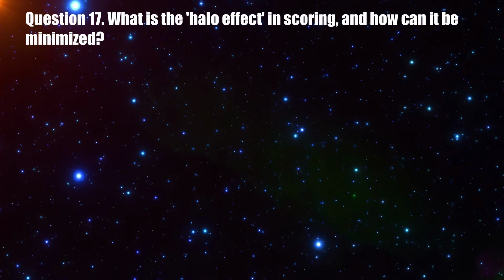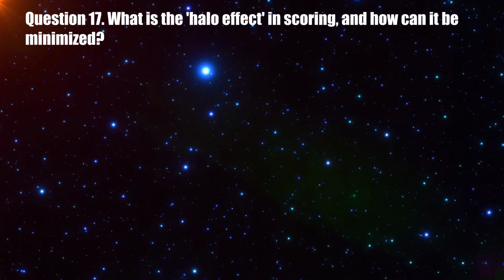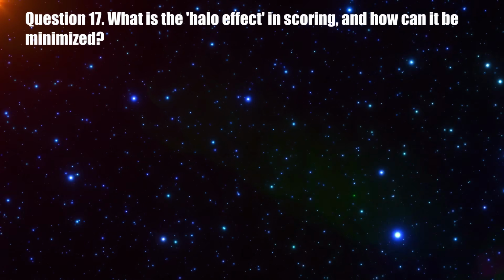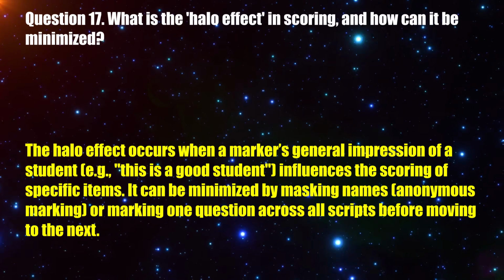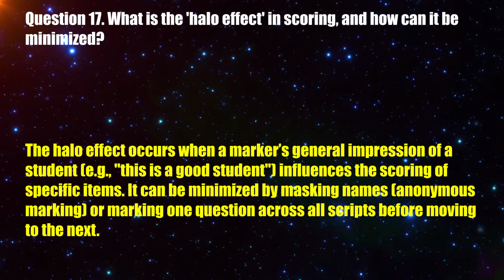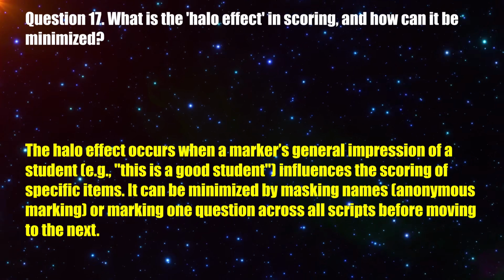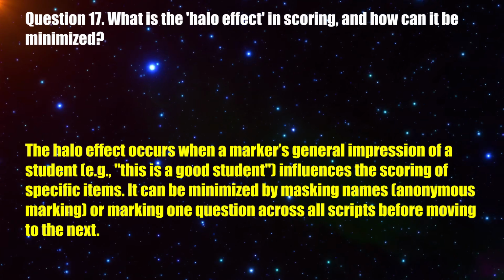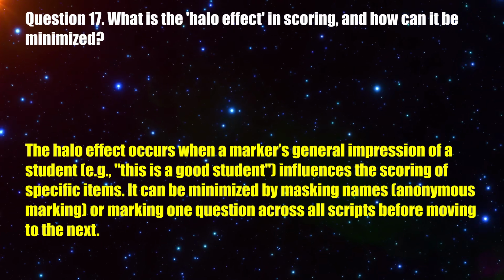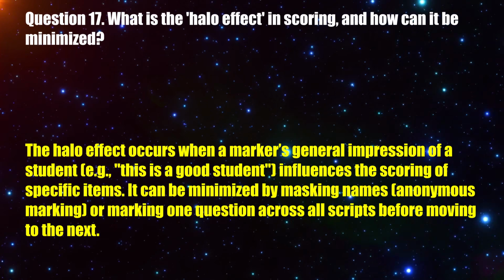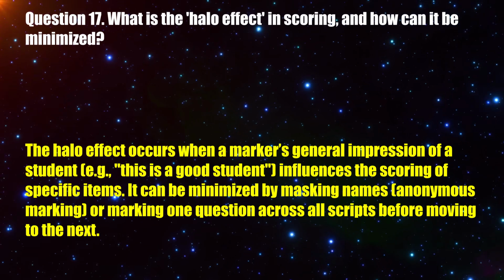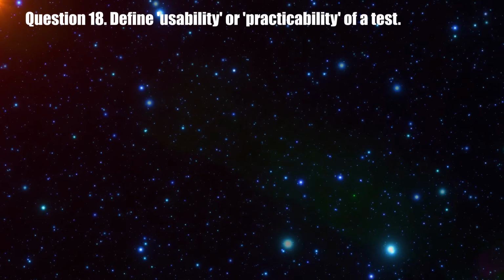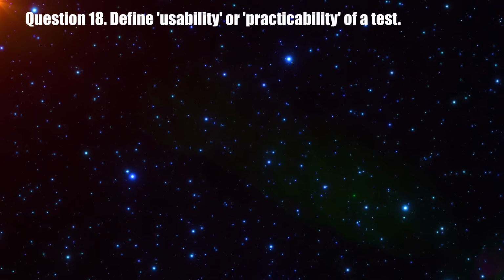Question 17. What is the halo effect in scoring, and how can it be minimized? The answer is, the halo effect occurs when a marker's general impression of a student, e.g., this is a good student, influences the scoring of specific items. It can be minimized by masking names, anonymous marking, or marking one question across all scripts before moving to the next.